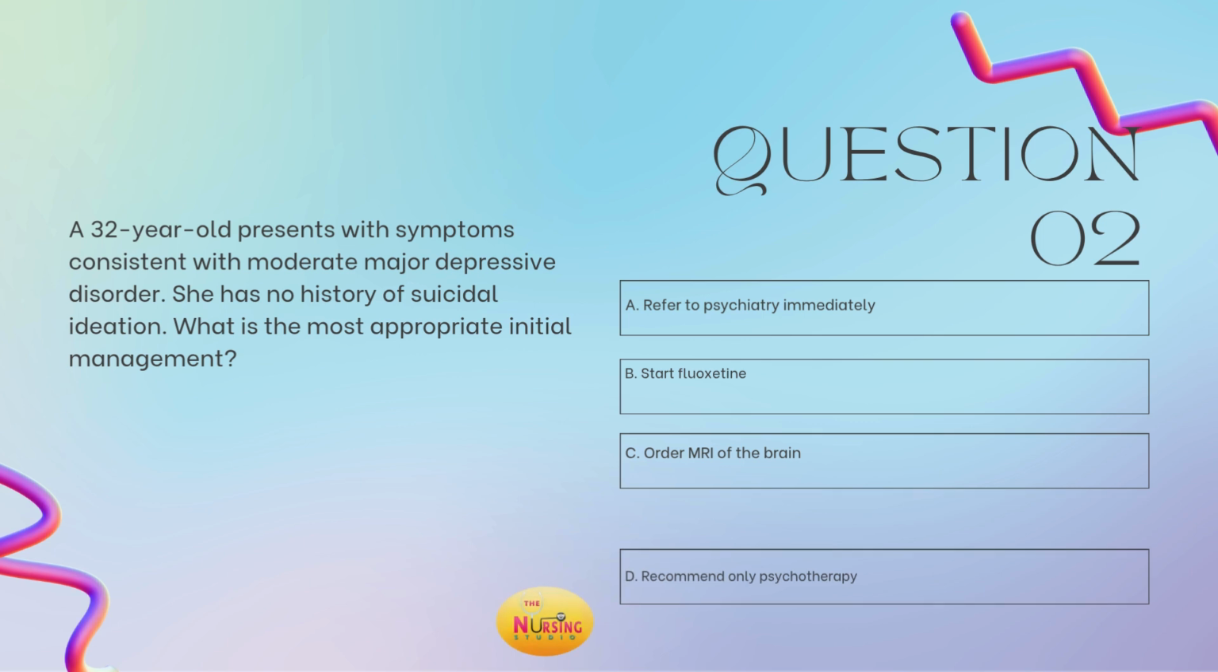All right, question number two. A 32-year-old presents with symptoms consistent with moderate major depressive disorder. She has no history of suicidal ideation. What is the most appropriate initial management? Is it A, refer to psych immediately? Is it B, start fluoxetine? Is it C, order MRI of the brain? Or is it D, recommend only psychotherapy? Take a moment and tell me what you got, y'all.